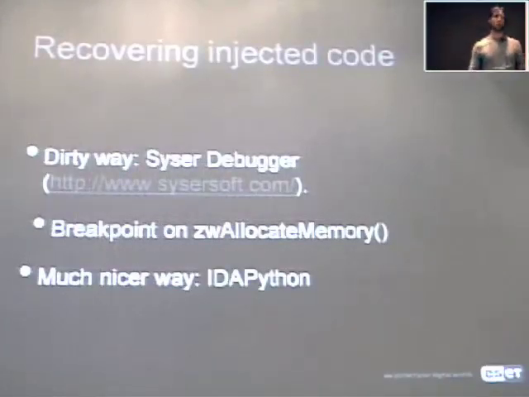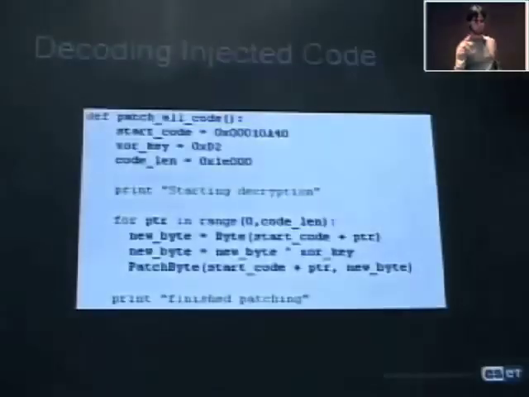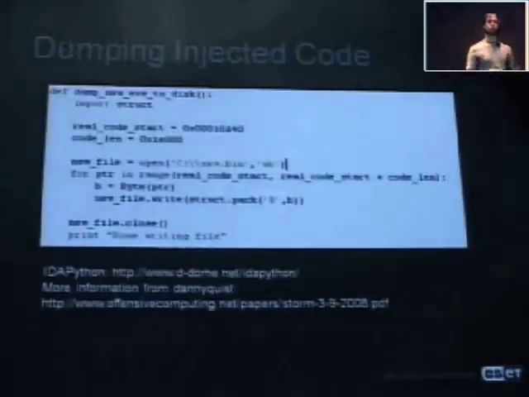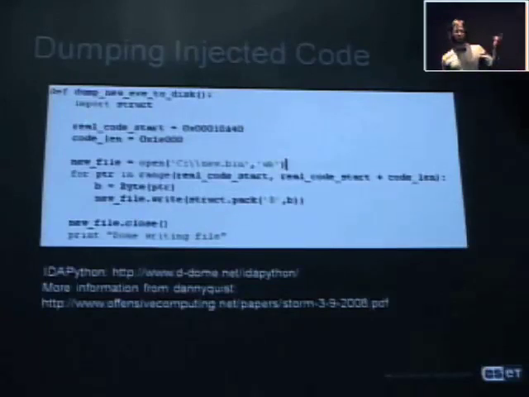So an easier way was to implement a small script inside IDA-Python that would just make the same decryption loop on the code I had, and then dump it to disk to a separate file. These small bits of code are probably not going to be extremely useful, but I'm going to release them, so if you guys want to have a copy, I'll be happy to share them with you. I've also included a link to IDA-Python, which is a great tool.